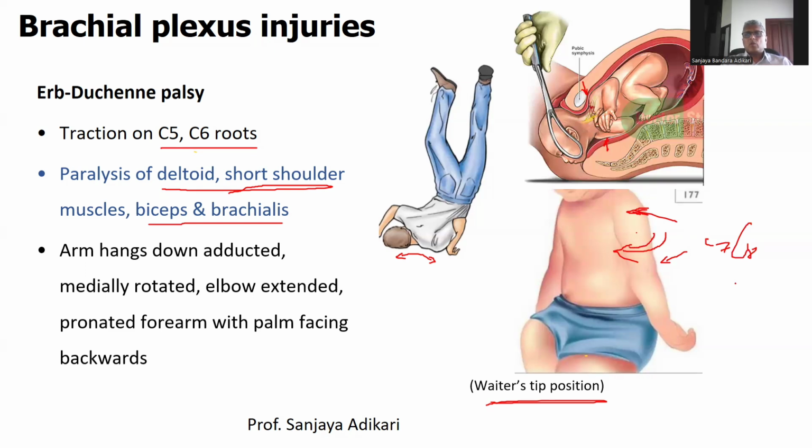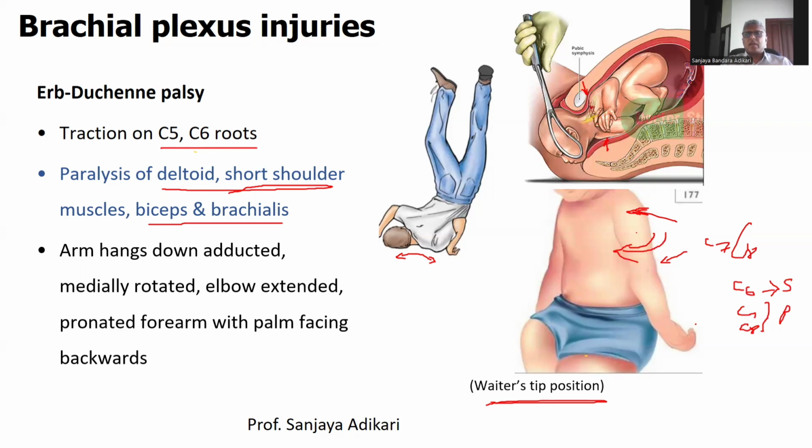Now, the supinator and the biceps are given C6 for supination. For pronation, it is C7 and C8. So the pronators are intact. Therefore, the forearm is pronated.